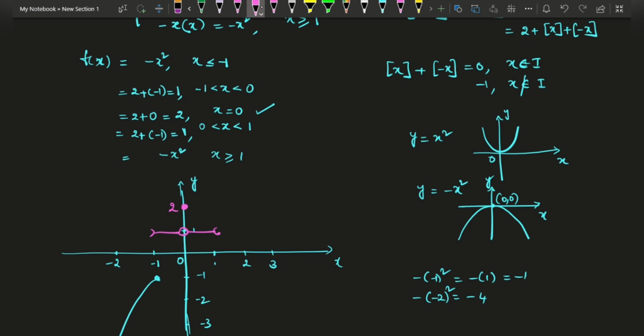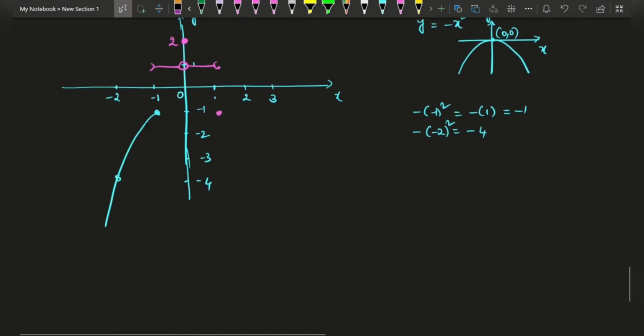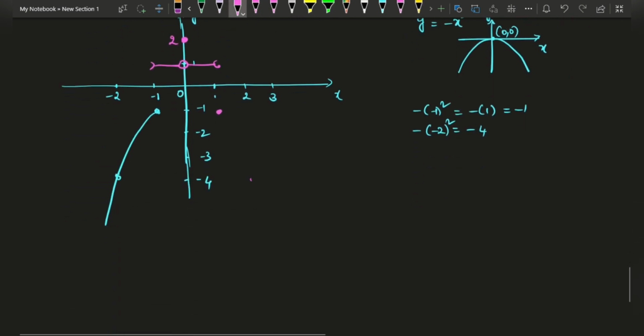For x greater than or equal to 1, it is minus x square. For x is equal to 1, it is minus 1. For x is equal to 2, minus 2 square, again, it is minus 4. So this is the part of parabola y is equal to minus x square. It looks like this.